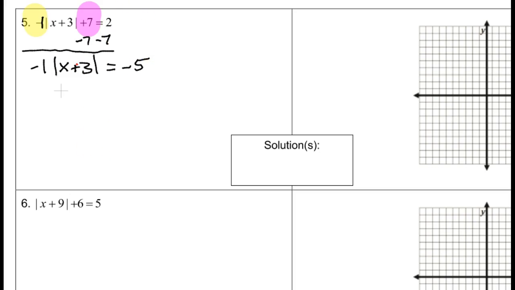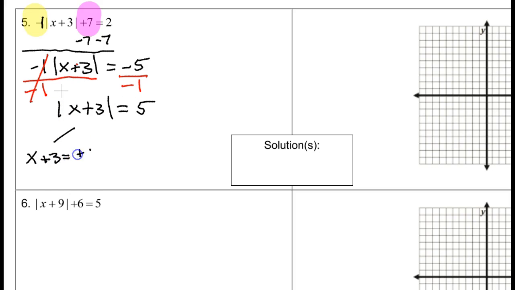Okay. And then we can divide by negative 1 both sides. Negative over negative cancels out. Now we just have x plus 3 equals 5. Then we can break it up. We have nothing else on the outside. Break it up. So we have what plus 3 equals positive 5, and what plus 3 equals negative 5. And you should get the same two answers.